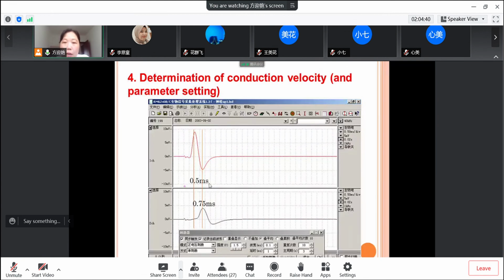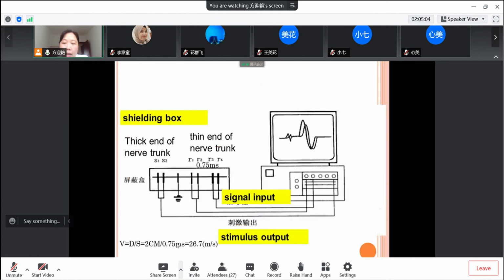Do you know how to calculate the conduction velocity? Understand here? I hope you also have this result and write it in the experiment record. And I hope you know how to calculate this velocity.